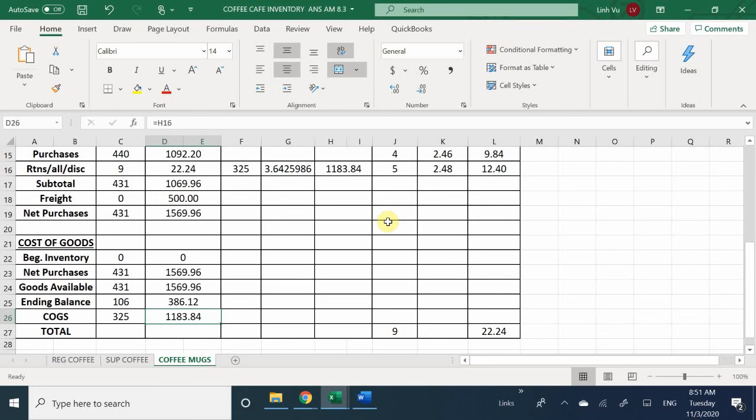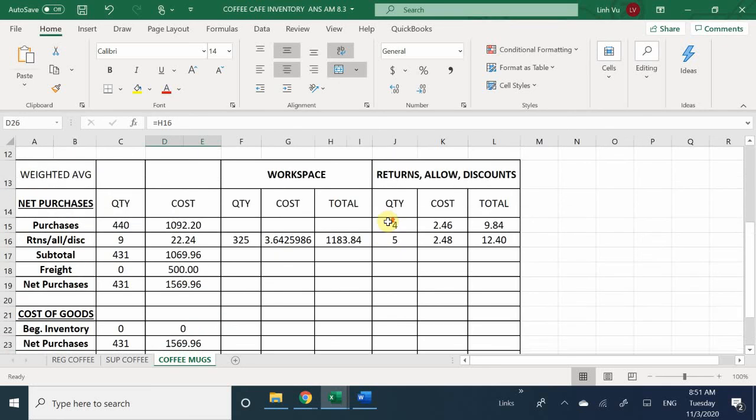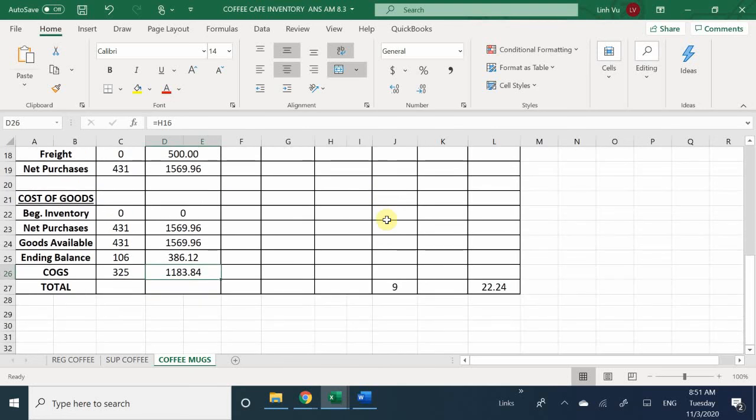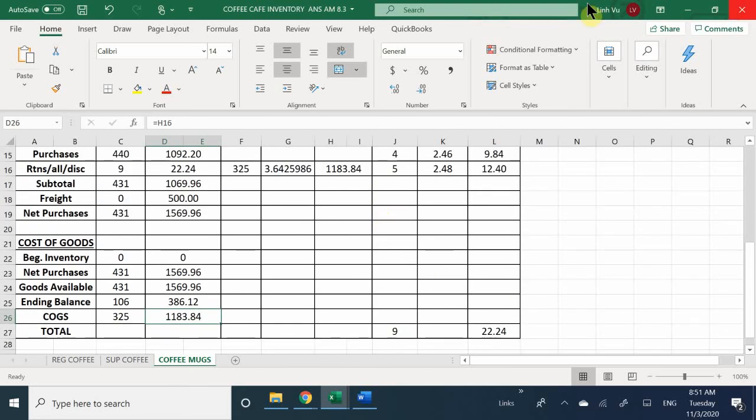Okay? So there you go. This is unrounded. So these are the numbers that are going to appear here. Now we need to go ahead and plug those numbers into our journal. So let's go ahead and do that.